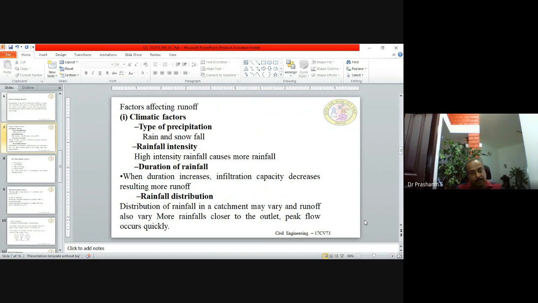Under the climatic factors, you have type of precipitation. What type of precipitation? Is it a rain or a snow, or rainfall intensity? High intensity quite naturally causes more rainfall. Then duration also plays an important role on the amount of runoff. When the duration increases, infiltration capacity decreases, resulting in more runoff. And rainfall distribution. Distribution of rainfall in a catchment may vary, and runoff also varies. More rainfall closest to the outlet, peak flow occurs quickly.